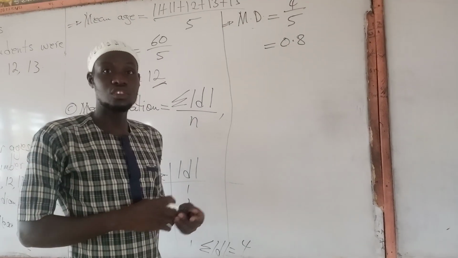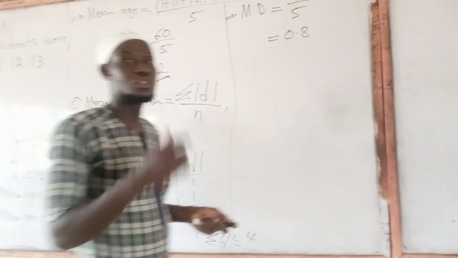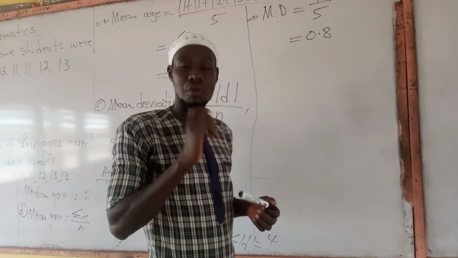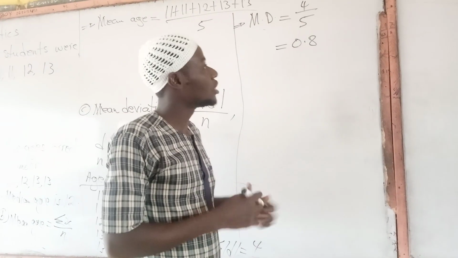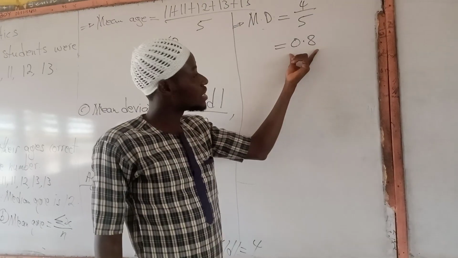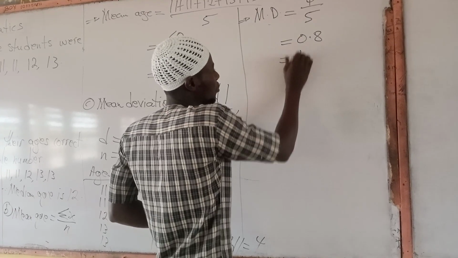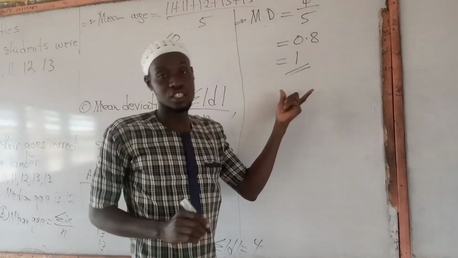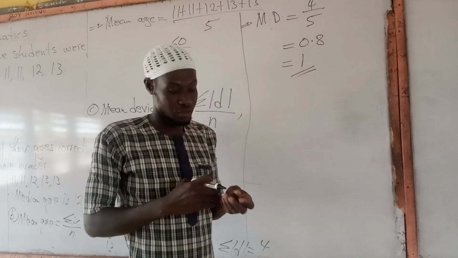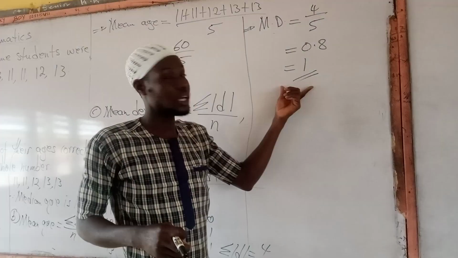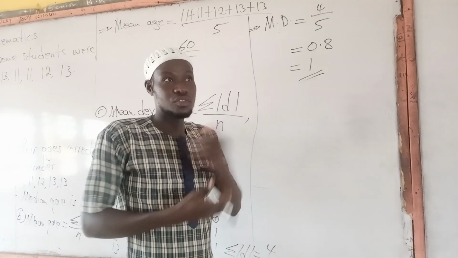But the question says that we should find the mean deviation of the ages correct to the nearest whole number. So to the nearest whole number, this number is near to 1. And so this will be 1. That is to the nearest whole number. So the mean deviation of the ages to the nearest whole number is 1. Thank you for your time.